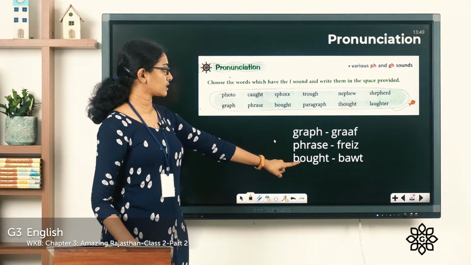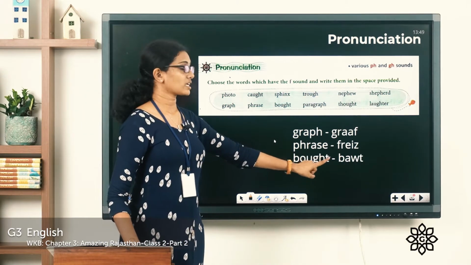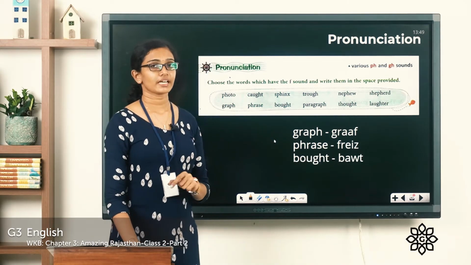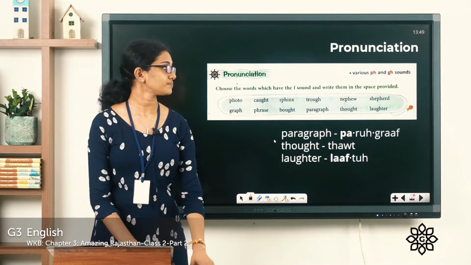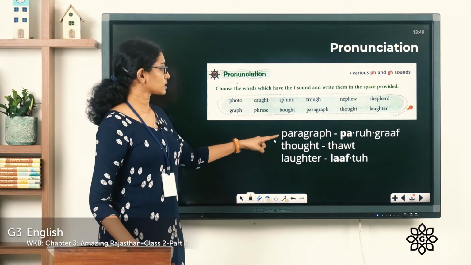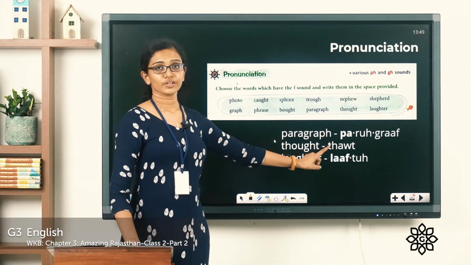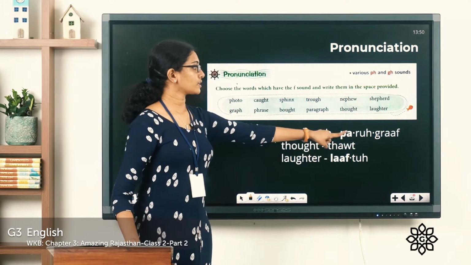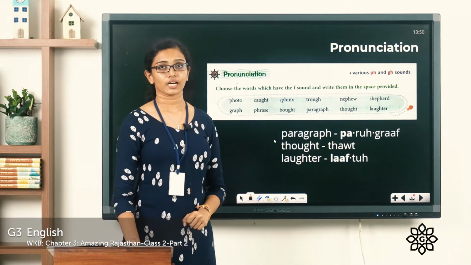Next word is B-O-U-G-H-T. How do you read this? You read this as bot. It does not have an F sound. Now the next word here is, how do you read this? Paragraph. Again, paragraph. It has an F sound.